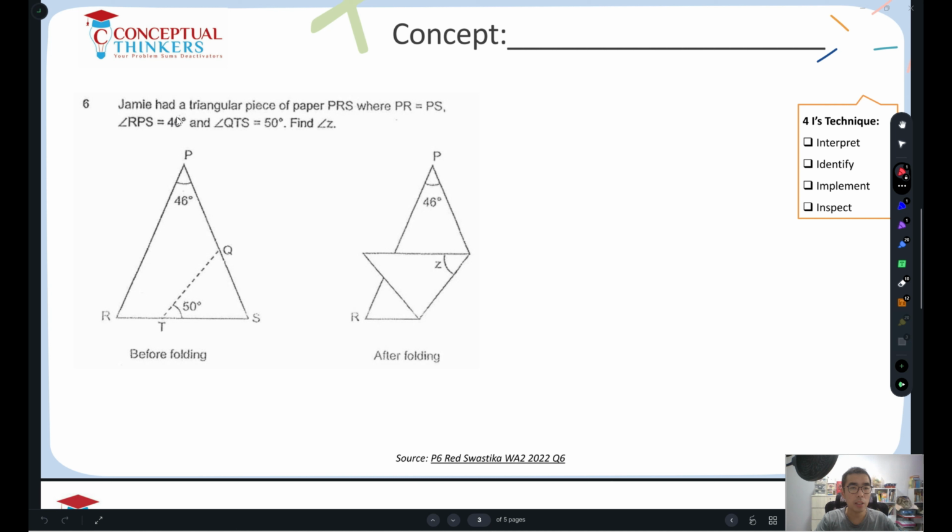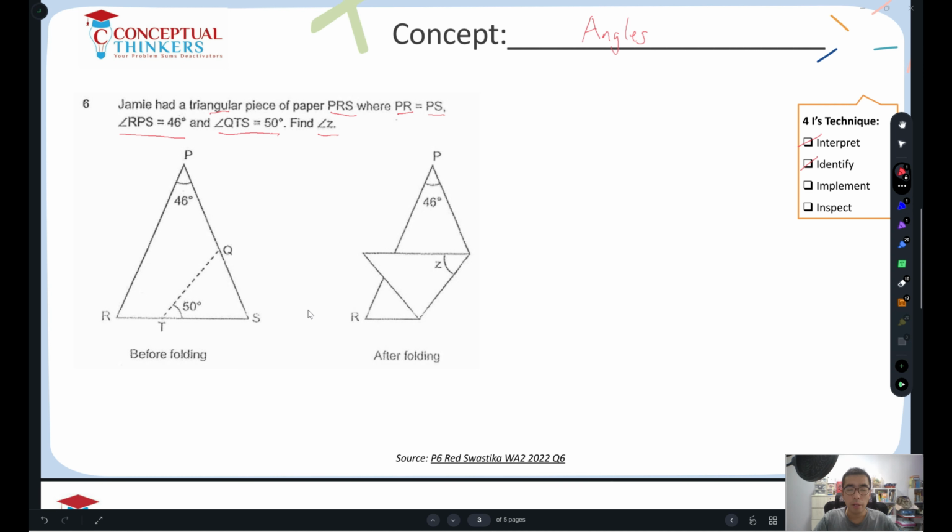So Jamie had a rectangular piece of paper PRS where PR is equal to PS and angle RPS is equal to 46 degree and angle QTS is equal to 50 degree. So we need to find angle Z. Now this is a folding angle question, so it's pretty easy to identify the concept. So this is under angles. Okay, so we have interpreted and identified the concept.